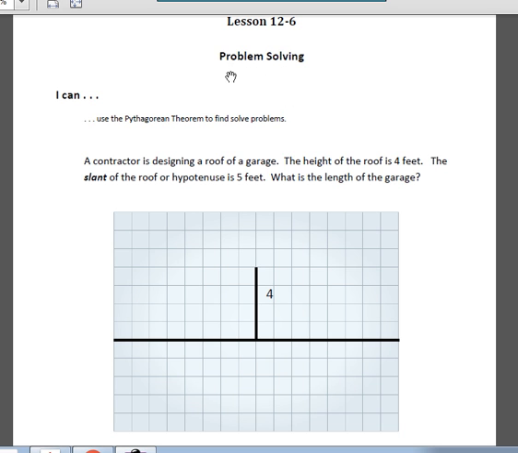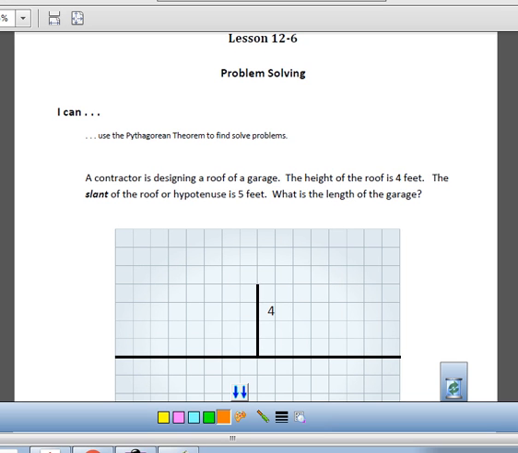So, this lesson is all about problem solving. And remember, this topic is all about the Pythagorean theorem, so we're going to be using the Pythagorean theorem for problem solving. Alright, so the learning target for this lesson: I can use the Pythagorean theorem to find, I think that should say, to find and solve problems.